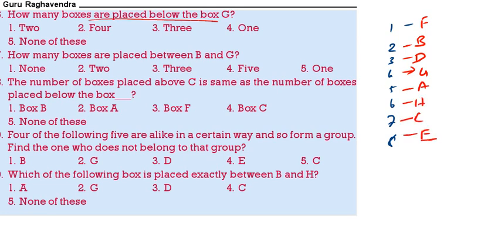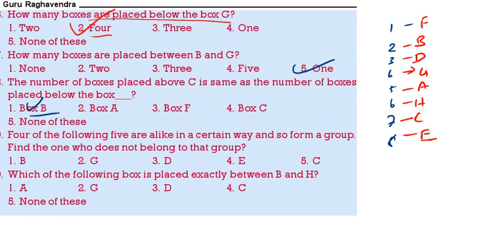Now how many boxes are there below G? 4. 4 is the correct one. Then how many boxes are there between B and G? Between B and G there is only one box. Then the number of boxes placed above C. Above C there are 6. Is same as below B. Below B also 6.